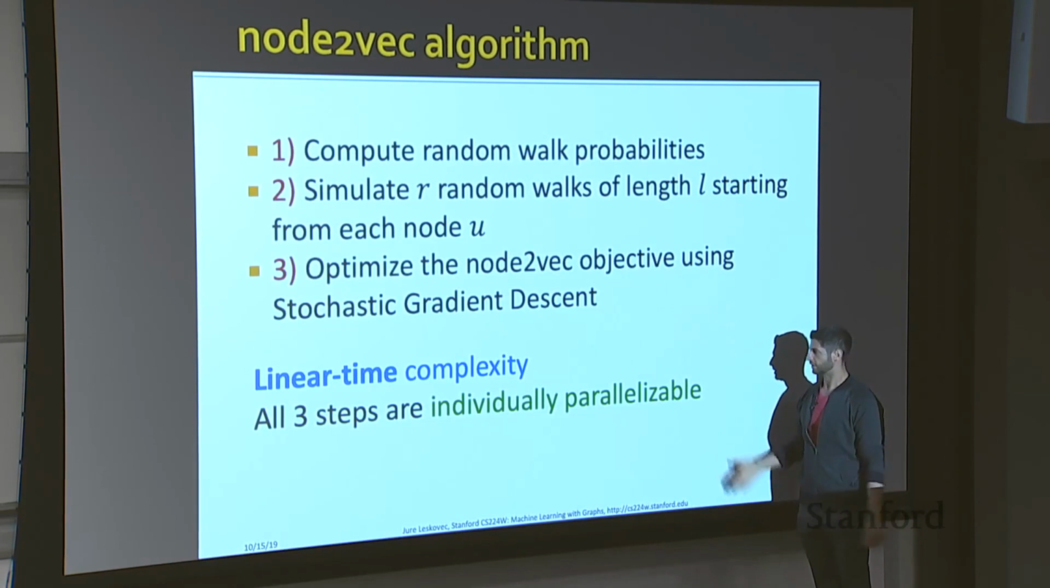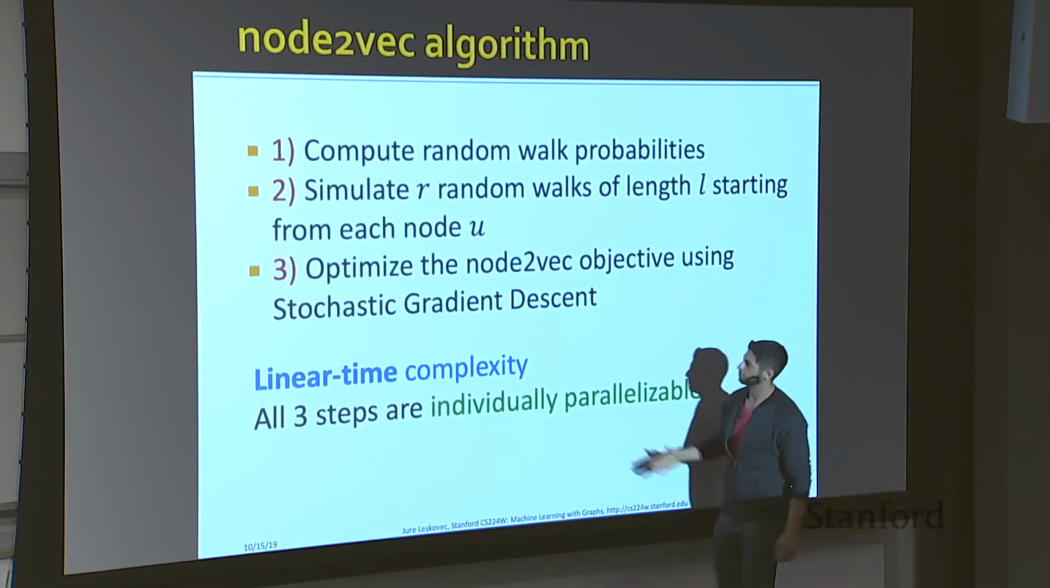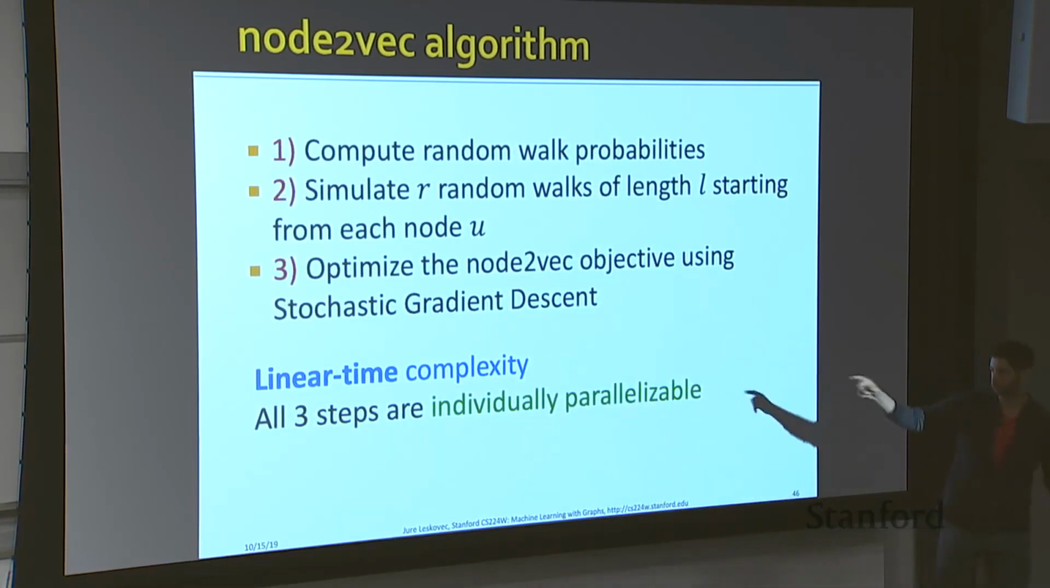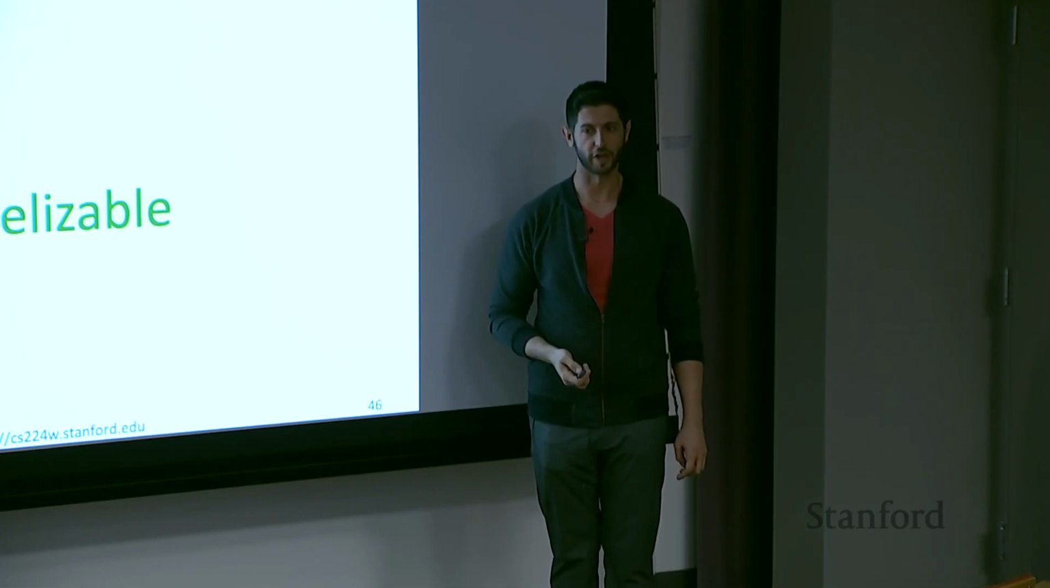The two good news in terms of efficiency are the following. First of all, this is still linear time in complexity, because we just slightly changed the behavior of the random walk, but everything else in the optimization problem is exactly the same. Also, these three steps can be parallelized individually, so one can come up with a very fast implementation of node2vec. Any questions, or shall we jump to the next example?